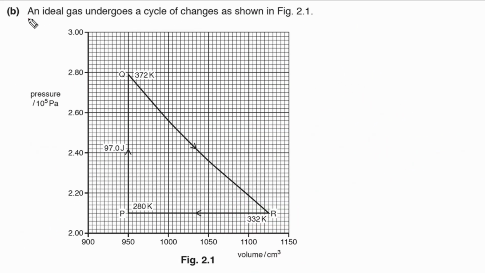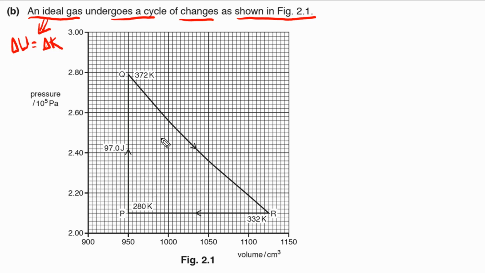For part B, it is given to us that an ideal gas undergoes a cycle of changes as shown in figure 2.1. So this is given to us that this is an ideal gas. For an ideal gas, we simply need to understand that the change in internal energy is equal to the change in kinetic energy, because in ideal gases there are no intermolecular forces between molecules, so they don't have potential energies. So this is a very important point. An ideal gas is given to us.